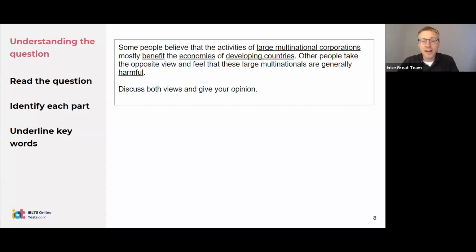So in this case, it's important that we cover all aspects of the question. We're looking at obviously large multinational companies, companies like Amazon, like Apple. Do they benefit the economies of developing countries? So we're not just talking about all the benefits to developing countries. We're talking about the economic benefits. So we need to be focused in our answer on the economy, the economic benefits. This is important so that you don't go off task and start answering a different question. Make sure your answer is focused on exactly the words in the question.